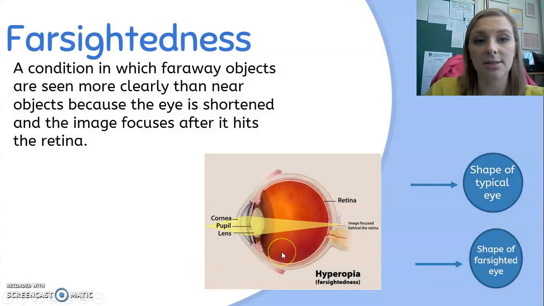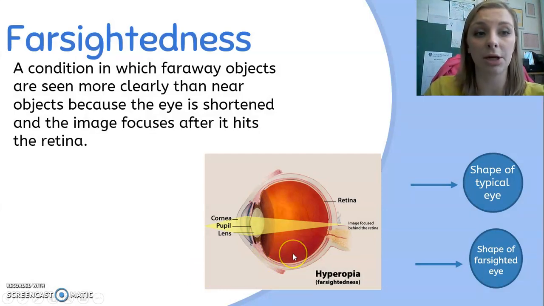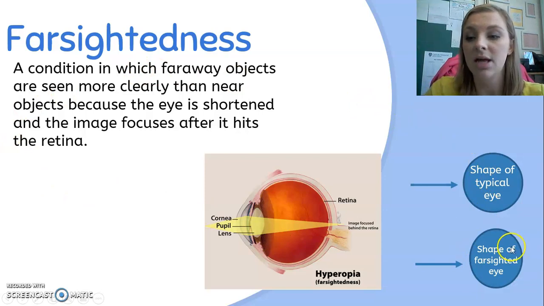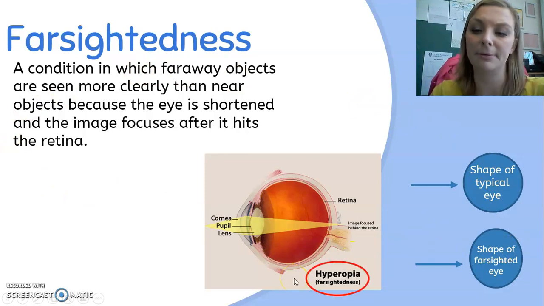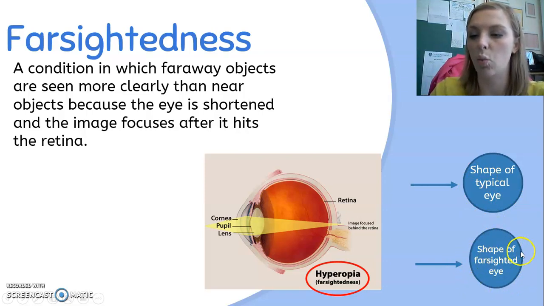Okay, farsightedness then is the opposite. You can see far away objects pretty clearly, but those near objects are out of focus, and that's because our eye is shortened. This is also called hyperopia. So this is the shape of a far-sighted eye. Again, here's a typical eye. Here's the far-sighted eye. It is taller than it is wide.